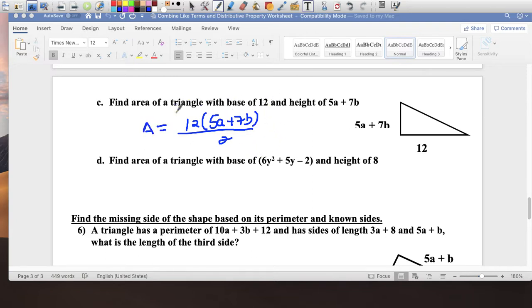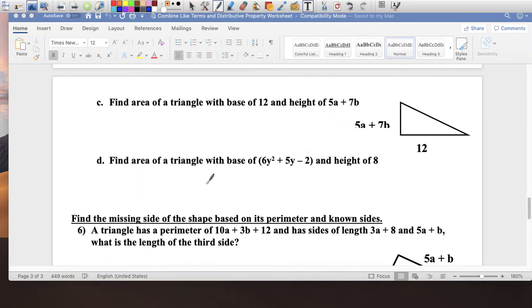Now, one thing you can do before you start is simplify. 2 divided by 2 is 1, and 12 divided by 2 is 6. So I'm left with this expression. I highly suggest you do that, instead of multiplying by 12 and then dividing by 2. It's probably easier to do this. Now I'm ready. I get 30a, and 6 times 7b is 42b. Final answer.